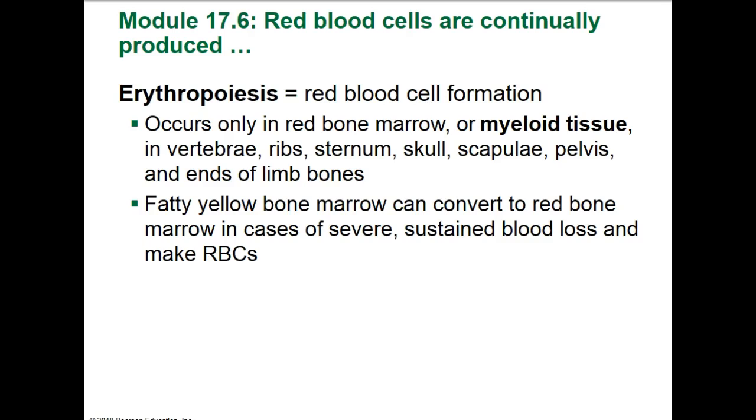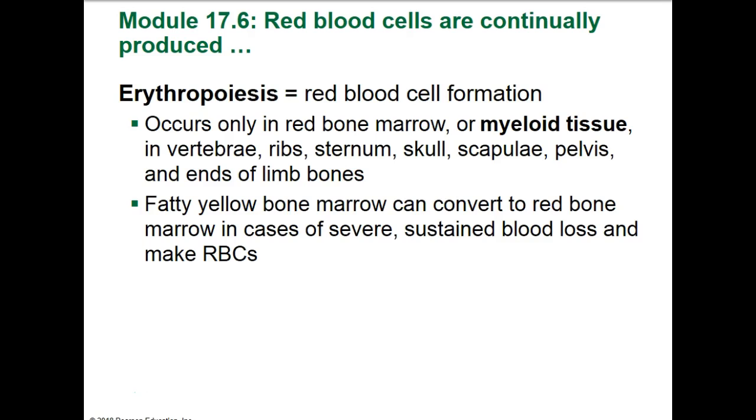So this occurs in red bone marrow, or the myeloid tissue, and happens mostly in the vertebrae, the ribs, the sternum, the skull, the scapulae, the pelvis, and the ends of the long bones. What's unique about most of those bones mentioned there, other than the ends of the limb bones? They're all irregular. Yeah, they're irregular or flattened, right?